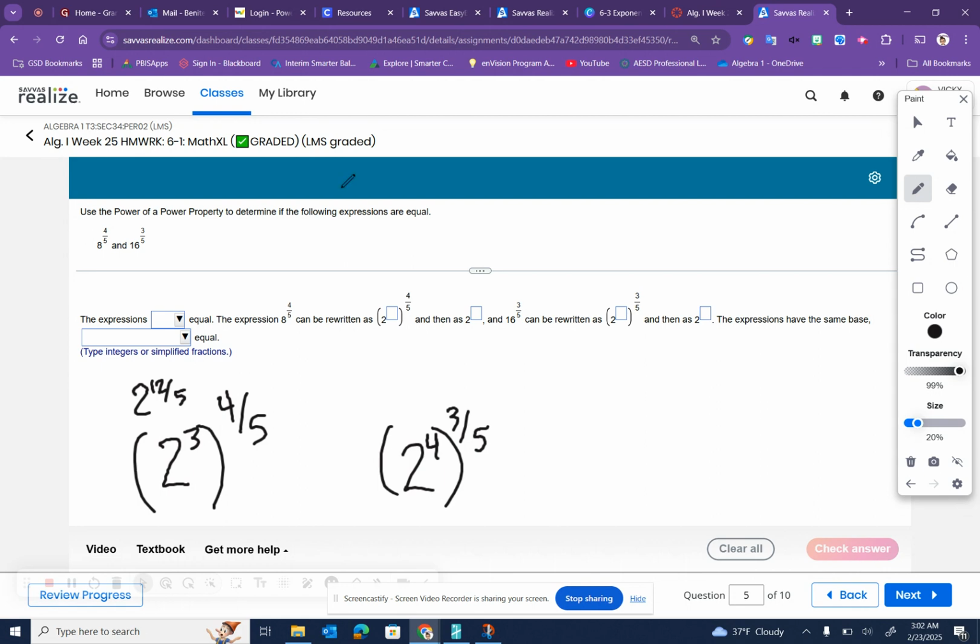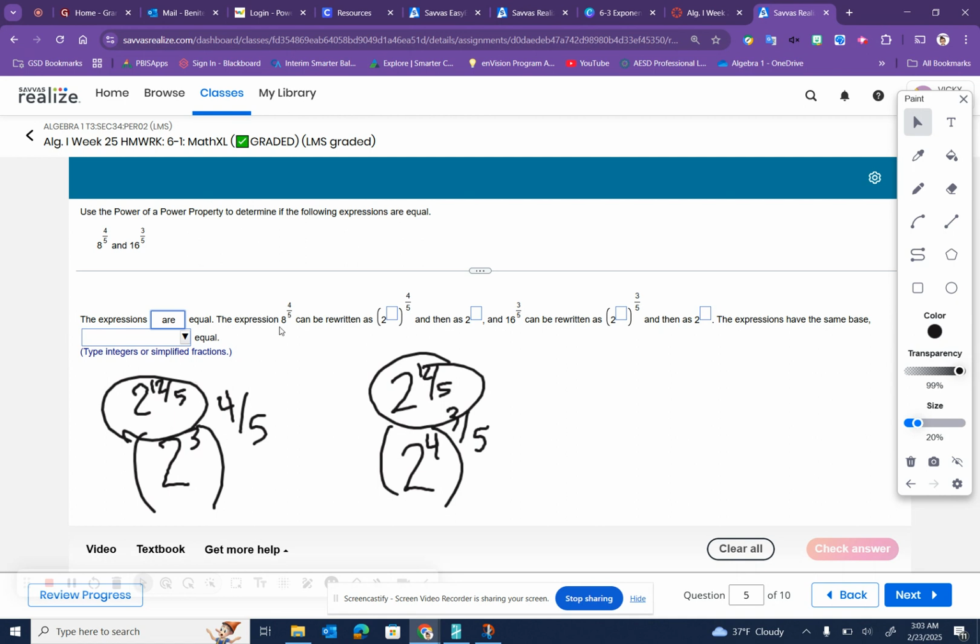Over here, I do 4 times 3 because it's numerator times numerator. And that also gives me 12. So I get 2 to the 12/5. So here I notice they both end up being the same. They have the same exponents. So here we see that these two, after we simplified, these expressions are equal.